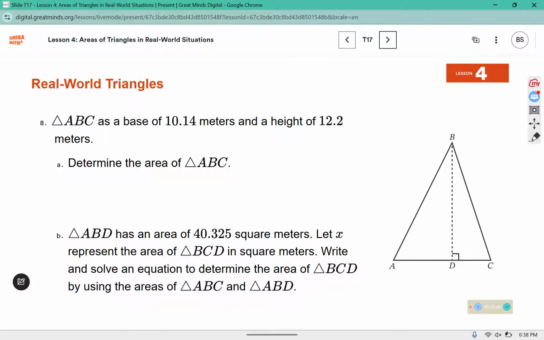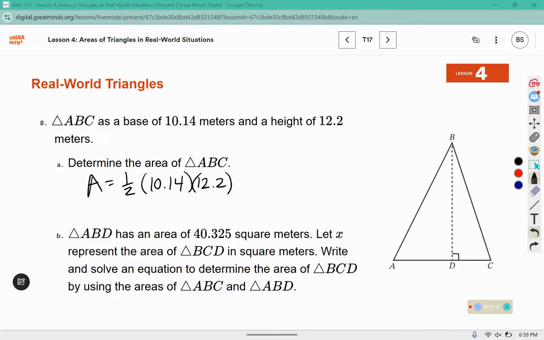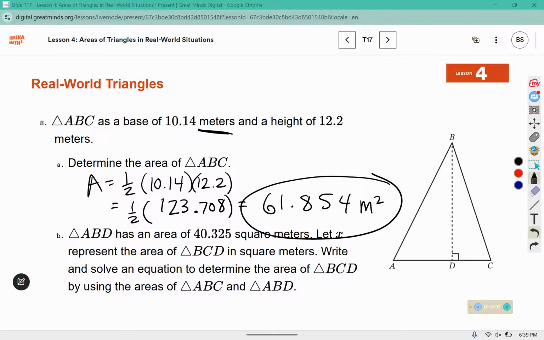Triangle ABC has a base of 10.14 meters and a height of 12.2. Determine the area. If I multiply together 10.14 and 12.2, I get 123.708, and half of that is 61.854. This was measured in meters, so this will be meters squared for the area.